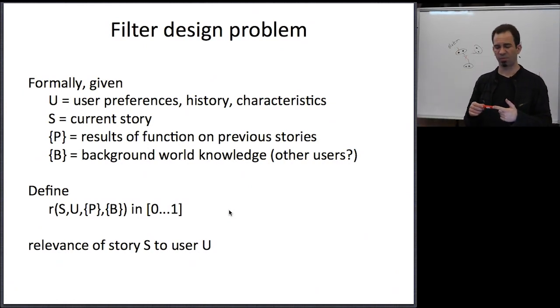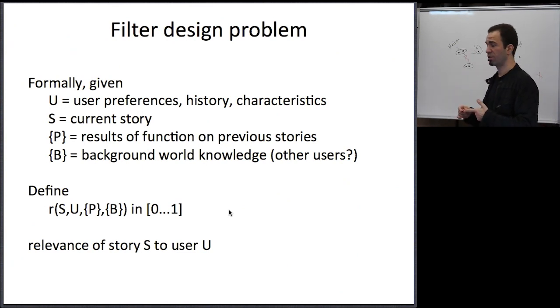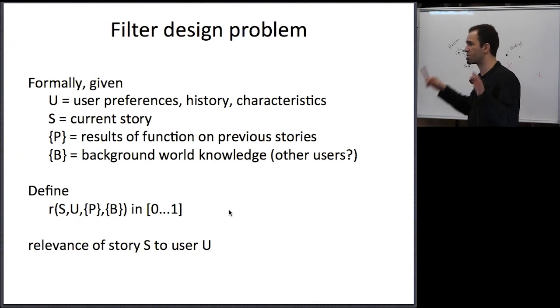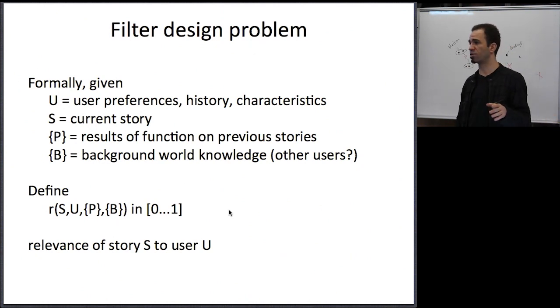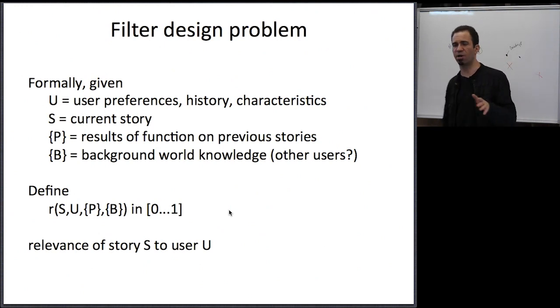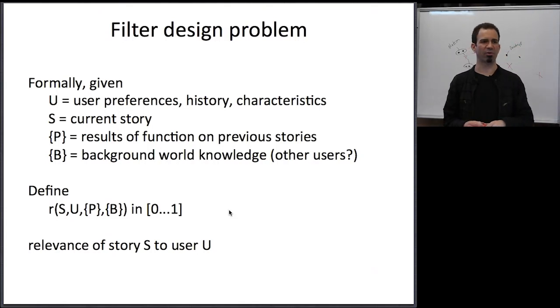So you have information about the user, you have information about the story, because you have the document vectors and the category and all of this stuff. You have what I showed the user before. So maybe if I showed you a bunch of stories about the volcanic eruption an hour ago, maybe I don't need to show you a bunch of stories about that now. It's a thing that people don't often think about, but actually real filtering functions do use it, and we'll talk about that. And then you have all this other knowledge, which I'm going to call background knowledge.